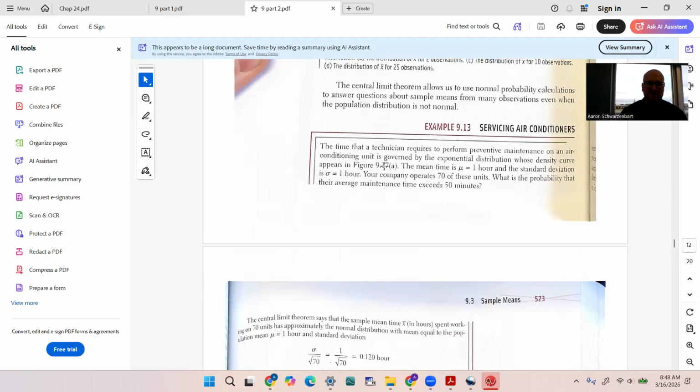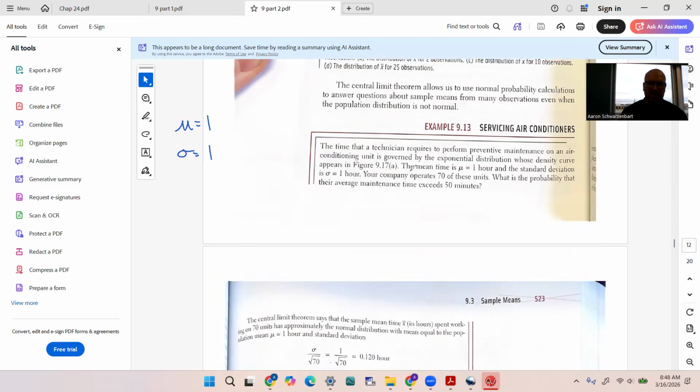Okay. So this is not normal, but mu equals 1 hour, sigma also equals 1. And your company operates 70 of the units. What is the probability that the average maintenance time exceeds 50 minutes?